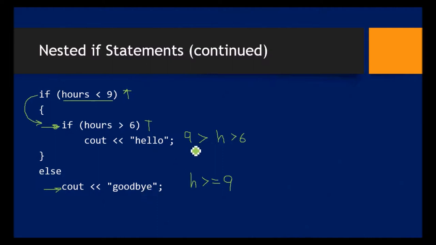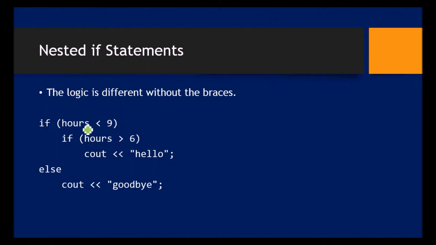Okay, so hello is displayed when hours is less than 9 and greater than 6, and goodbye is displayed when hours is greater than or equal to 9. All right, now let's go to the other example where there's no braces. Same code, just no braces. We'll do the same sort of thing. When does it display the word hello?